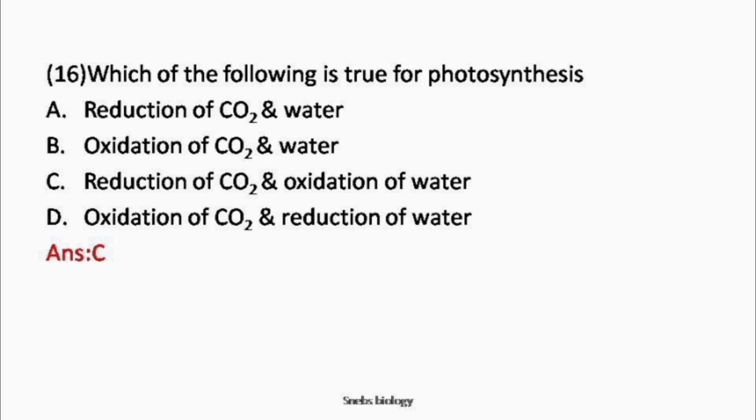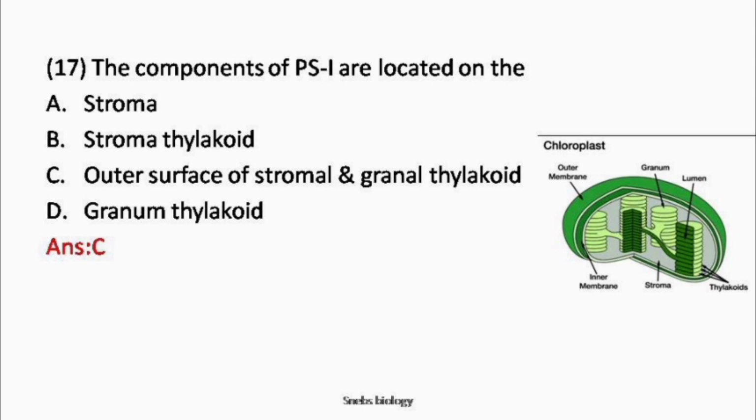Next question number 17. The components of PS1 are located on the option A, stroma, option B, stroma thylakoid, option C, outer surface of stromal and granum thylakoid, and option D, granum thylakoid. So photosystem 1 is located on both the non-appressed part of grana thylakoids as well as stroma thylakoid, while photosystem 2 is located in appressed part of the grana thylakoid. So the correct answer is option C, outer surface of stromal and granum thylakoid.